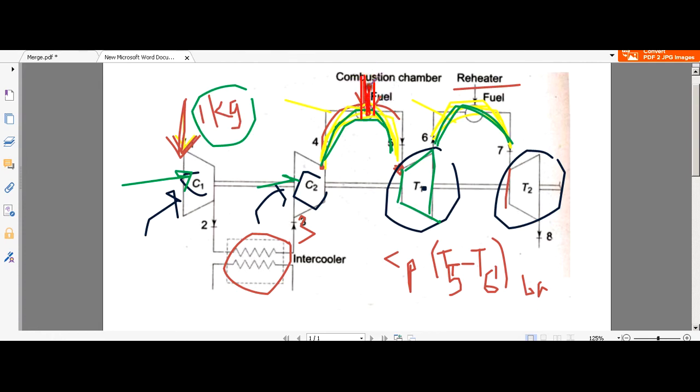From here we need to give some fuel, right? So I will put this large arrow. From here through the combustion chamber we give some fuel, and again from the reheater also we give some fuel. I have sketched many times, so sometimes the diagram will not be clear. Anyhow, we give some fuel from there.